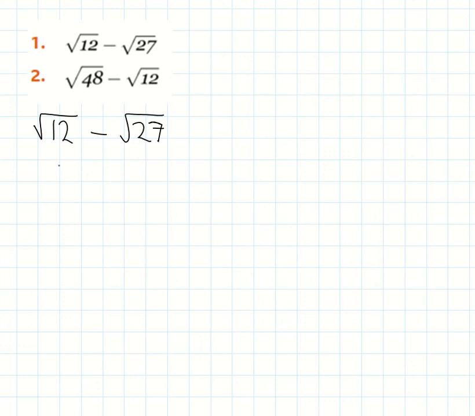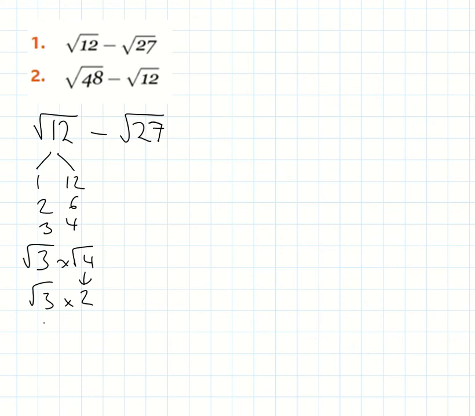So let's start with the square root of 12. I need to do something with that, and we're going to simplify it first. So we're going to take the 12 and look for the factor pairs. We get 1 and 12, 2 and 6, 3 and 4. And that simplifies to the square root of 3 times the square root of 4. Now we know the square root of 4 is 2, so that is the square root of 3 times 2. So that gives us 2 root 3.